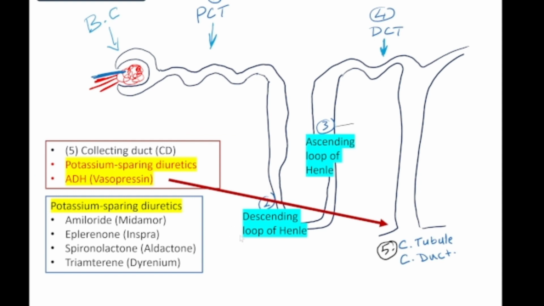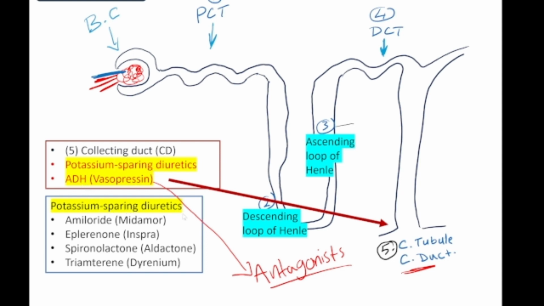Okay, the next group includes potassium-sparing diuretics, and we have vasopressin or ADH. We can say ADH antagonist. So we have potassium-sparing diuretic and ADH vasopressin antagonist. The site of action will be the collecting duct, collecting tubule. So we have two groups of medication: potassium-sparing diuretic, then we have ADH vasopressin.